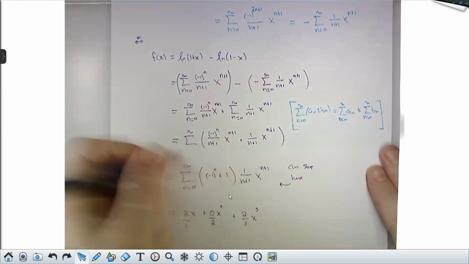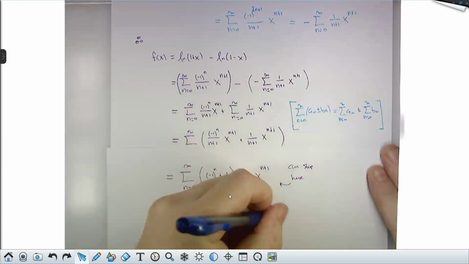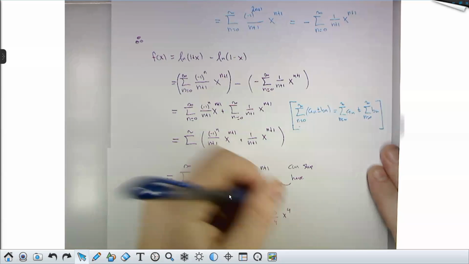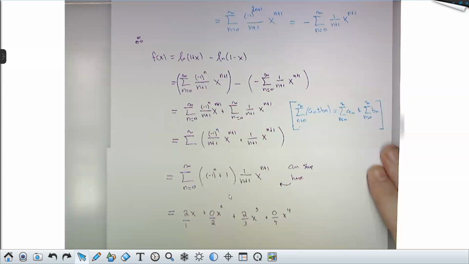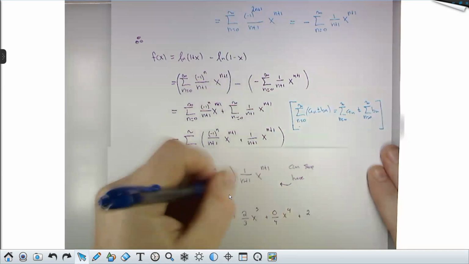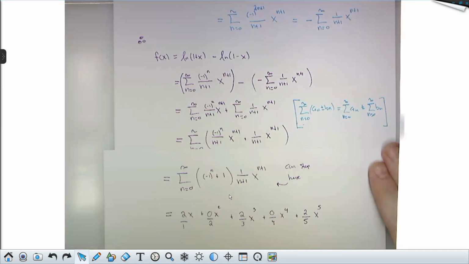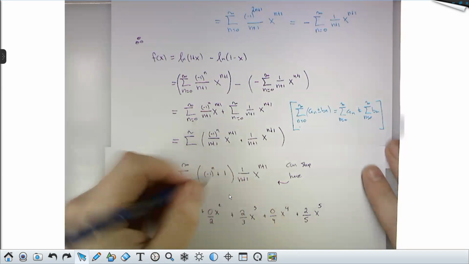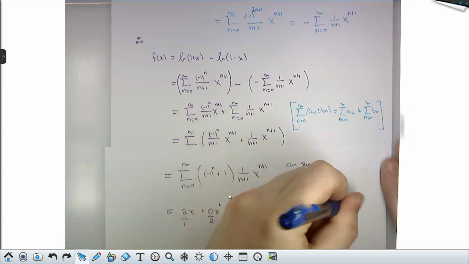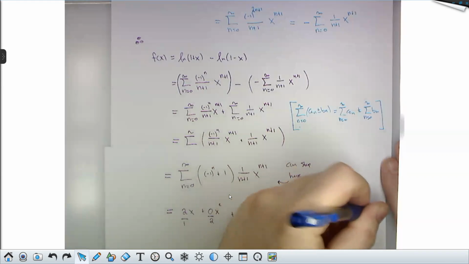When n is equal to 3, this piece is going to be 0 again. This piece is going to be 4, and this piece is going to be x to the 4. When n is 4, this piece is going to be 2 again. This will be 5, and this will be x to the 5. When n is 5, this piece is going to be 0 again. This would be 6, this would be x to the 6, and then you'd have 2/7 x to the 7th, and so on.